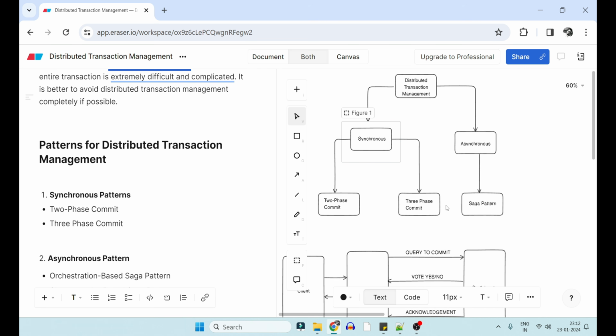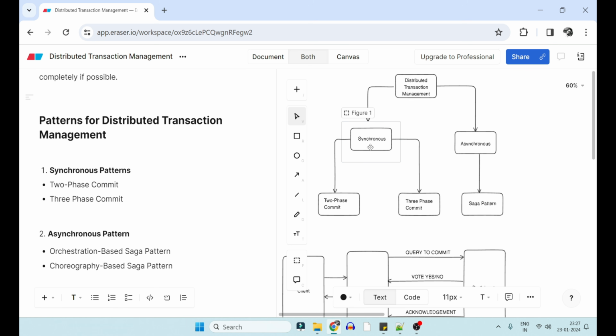So basically there are 2 ways to handle it. The first one is the synchronous way and the second one is the asynchronous way. Now synchronous transaction management can be divided into 2-phase commit and 3-phase commit, while for asynchronous we have already seen that, that is the Saga design pattern.